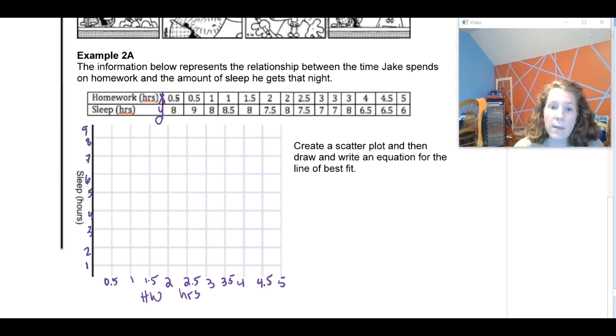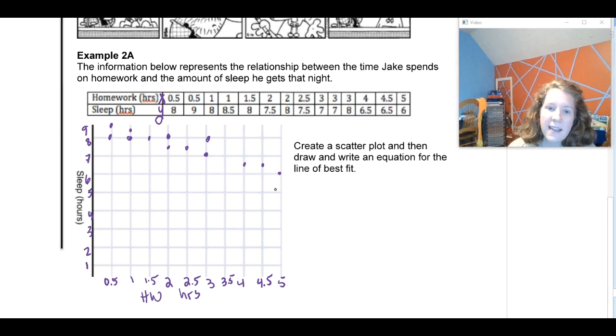Okay, so now I'm going to plot these points. Again, I'm going over 0.5, I'm going up 8. I'm going over 0.5, I'm going up 9. I'm going to pause real quick and get these all plotted, and I'll be right back so you can see. You should do the same. Pause and plot all your points.